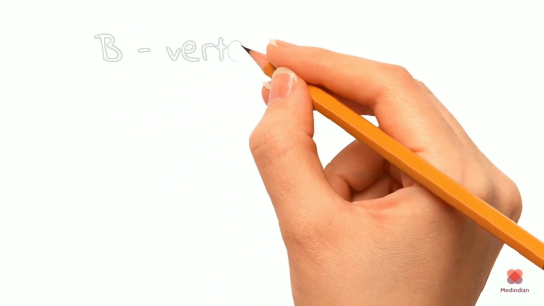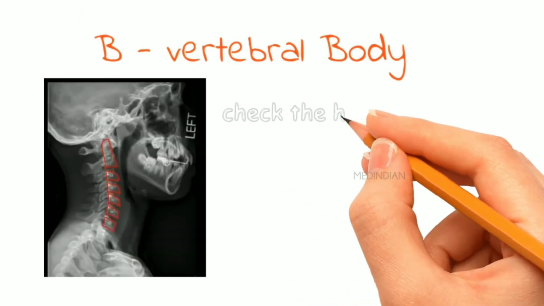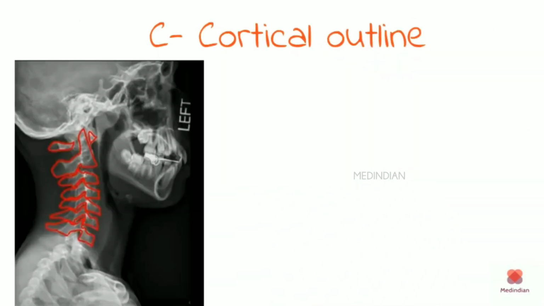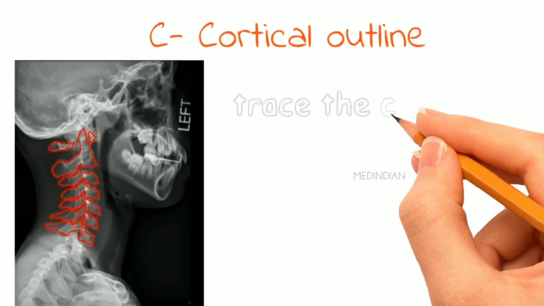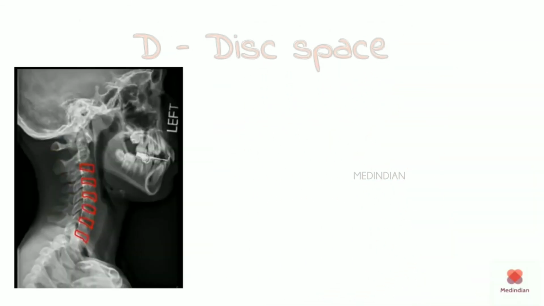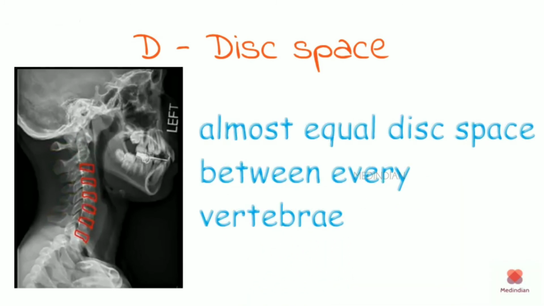Next, B for the vertebral body. Check the height of each vertebral body. Make sure each vertebral body corresponds to its spinous process. Moving on to C for cortical outline. Trace the cortical outline of each vertebra for any fracture. Next, D for disc space, which is the space between each vertebra, and it should be more or less of the same height.